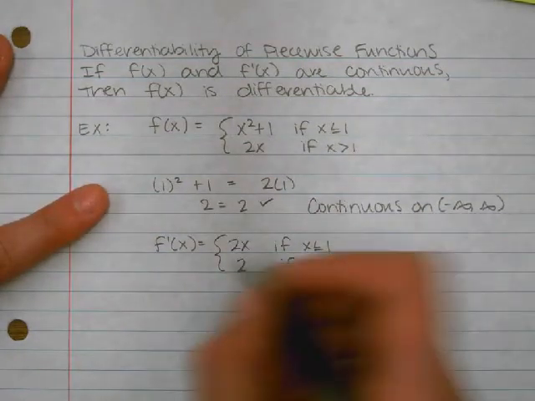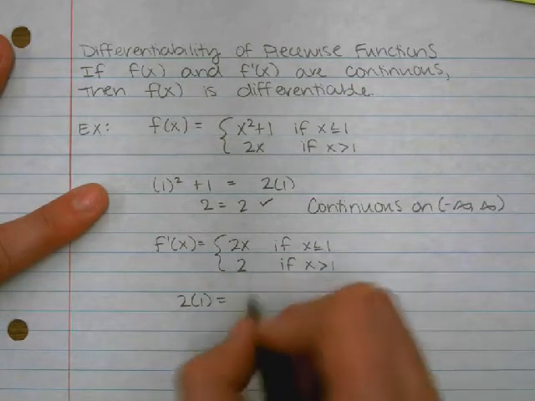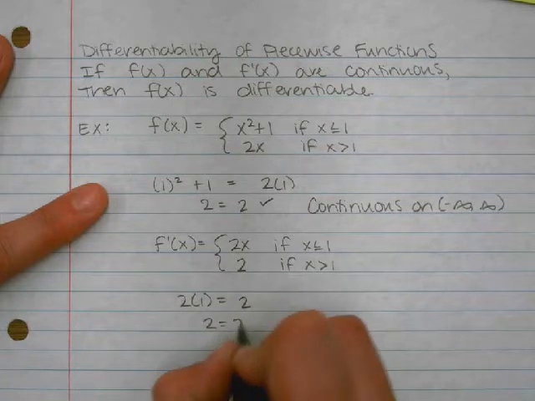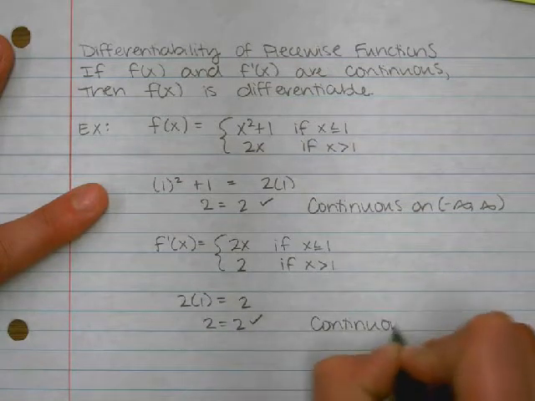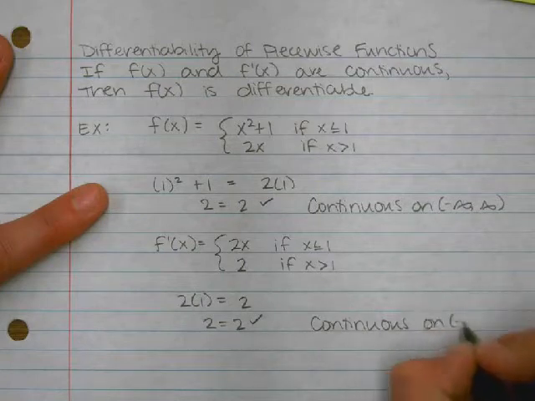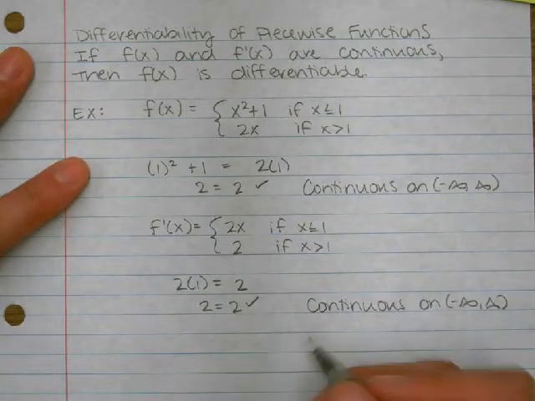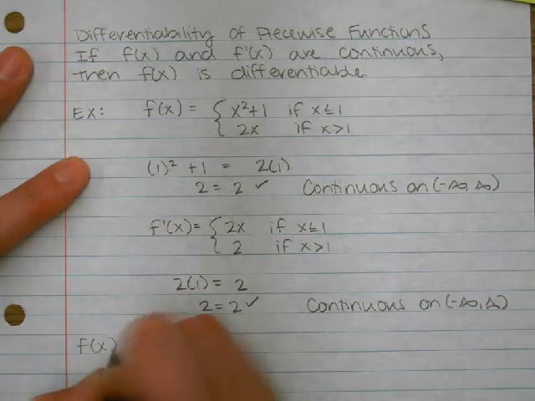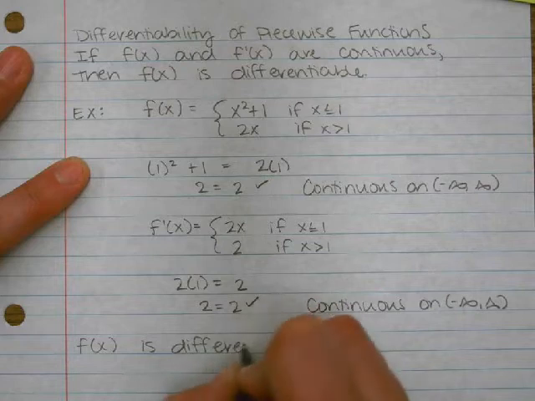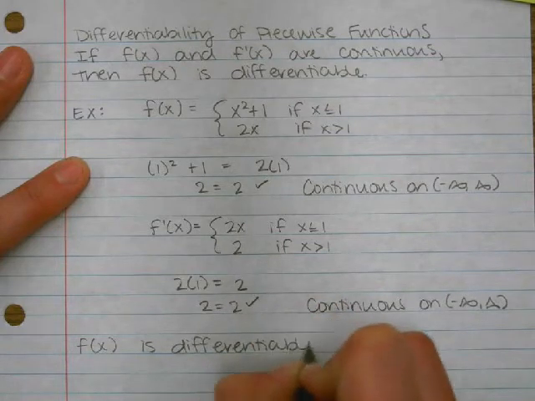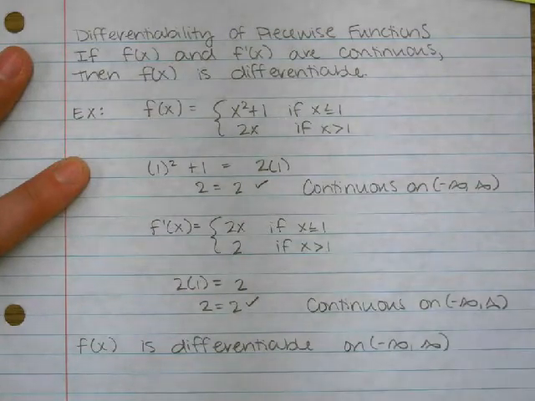So I'm going to go ahead and plug in 1. I got 2 times 1. For this side is just 2, and that checks out. So we're going to say that the derivative is also continuous. And so because of that, we can make the conclusion that f of x is differentiable on negative infinity to infinity.